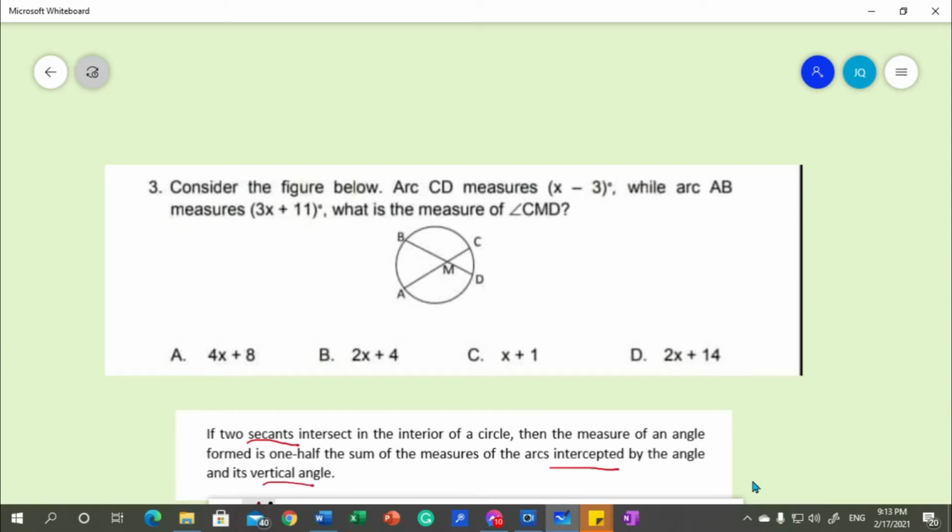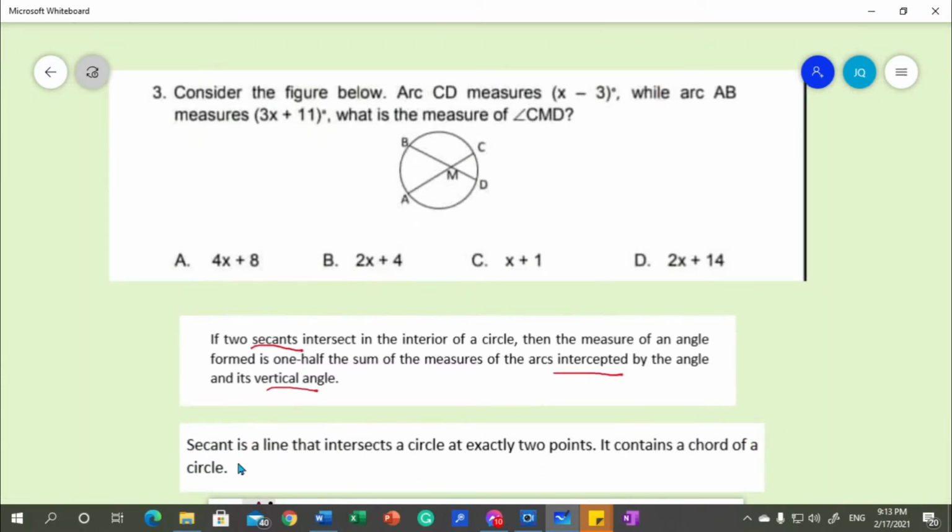To further understand secants, here is the definition. A secant is a line that intersects a circle at exactly 2 points. In this given problem, if you extend this one here, and this one extends farther, then this now becomes a secant line. So line BD is a secant line, and line AC is a secant line, because each intersects the circle at exactly 2 points: point B and point D, and point A and point C.